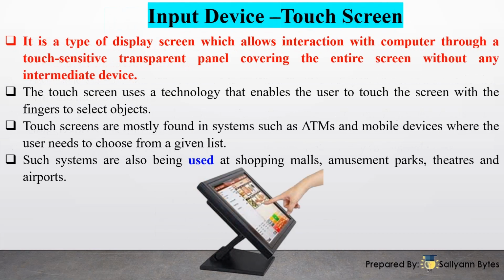Next input device is the touchscreen. It is a type of display screen which allows interaction with computer through a touch-sensitive transparent panel covering the entire screen without any intermediate device. The touchscreen uses a technology that enables the user to touch the screen with the fingers to select objects. Touch screens are mostly found in systems such as ATMs and mobile devices where the user needs to choose from a given list. Mostly you would have used at shopping malls, amusement parks, theaters, and airports.